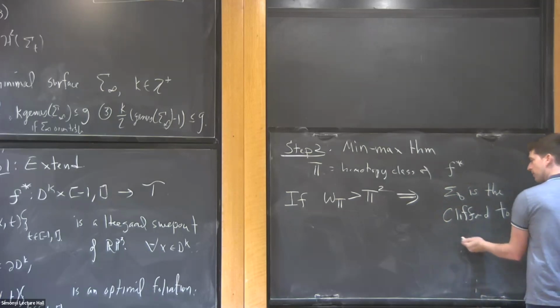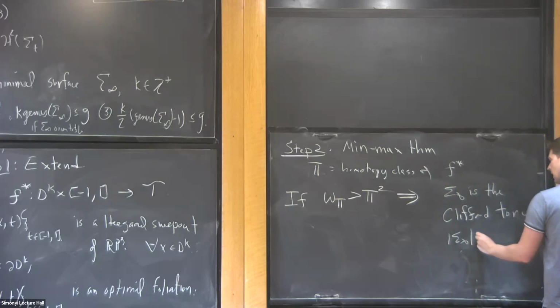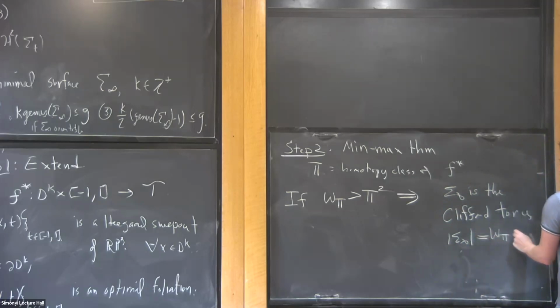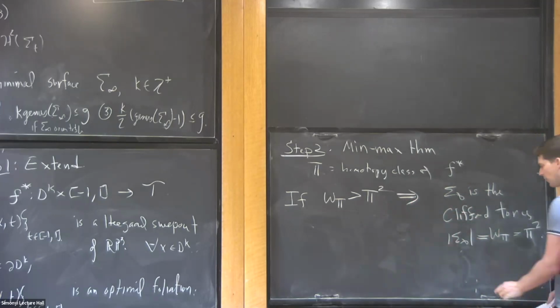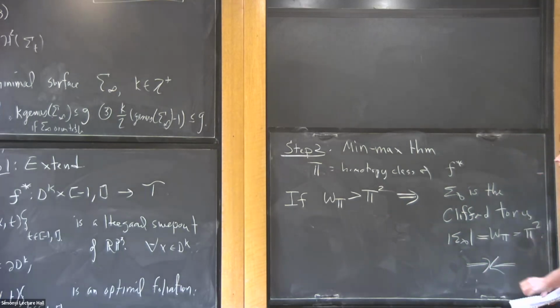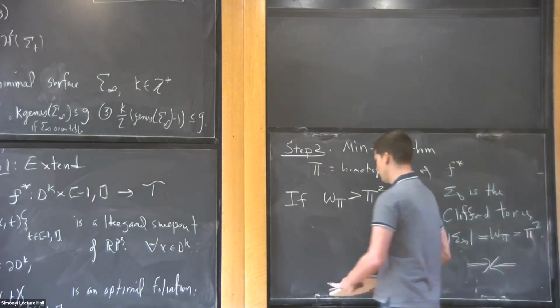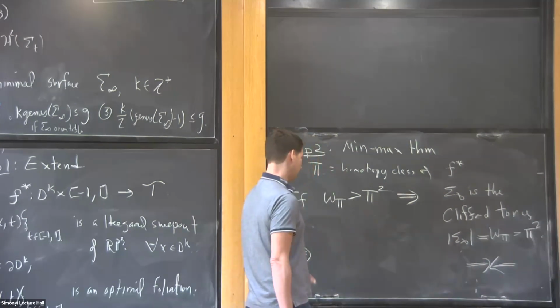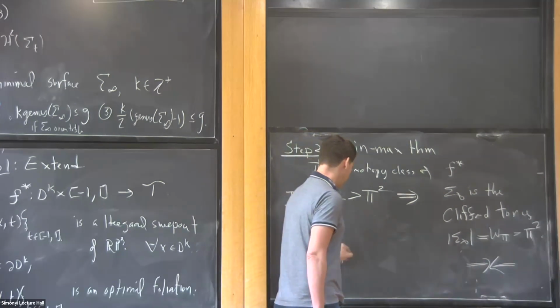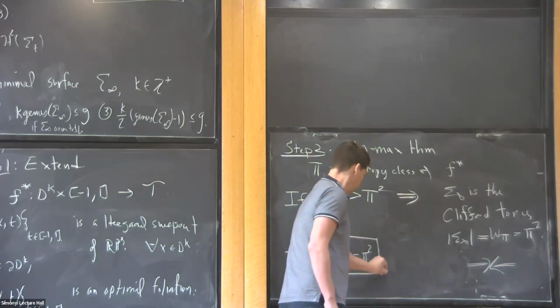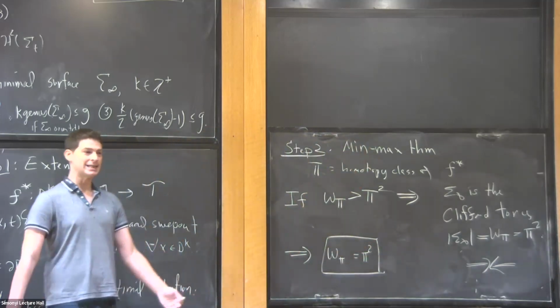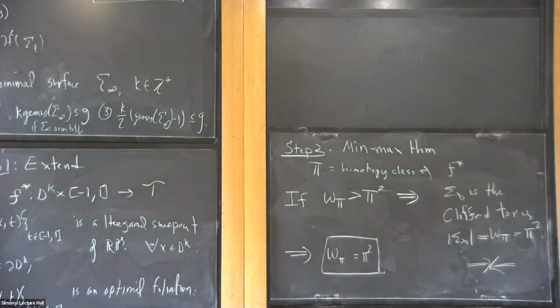Okay, but that's a contradiction, right? Because the area of this surface is equal to the width, which is equal to pi squared. But we were assuming that it's bigger. So assuming it's bigger, this is a contradiction. And that means that the width is not bigger than pi squared. The conclusion from this analysis is that the width is actually equal to pi squared. It cannot be less because it already has pi squared at some points on the boundary. And it cannot be greater because it would produce some minimal surface which doesn't exist inside of RP3.